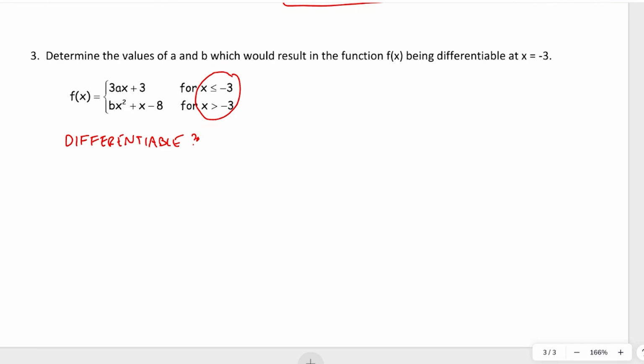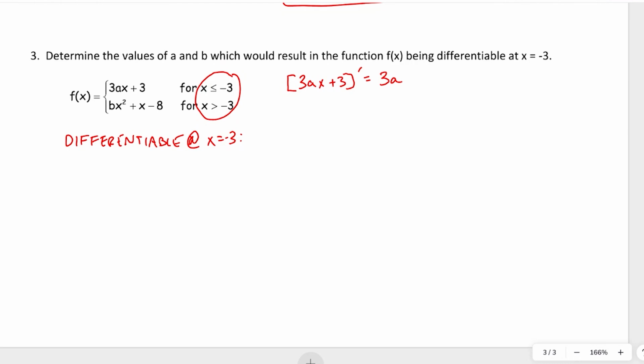Well, we don't want to ask the question. We want to make sure that it's differentiable. So in order for it to be differentiable, the derivative of the one piece at x equals -3 needs to equal the derivative of the second piece when x is -3. So differentiable at x equals -3 means that the derivative of the first one, 3ax plus 3, is simply the slope, which is 3a.